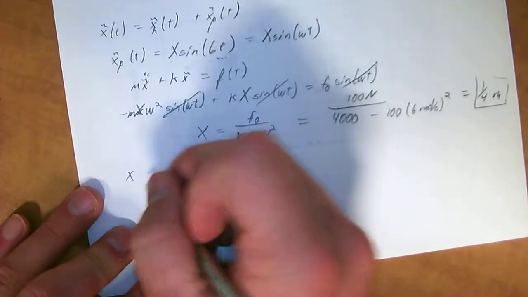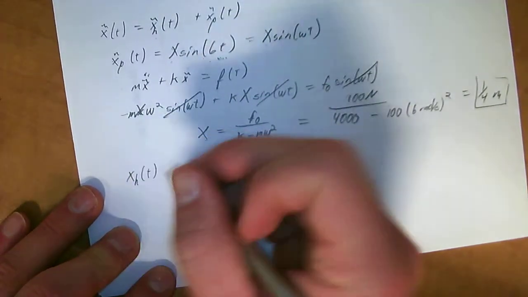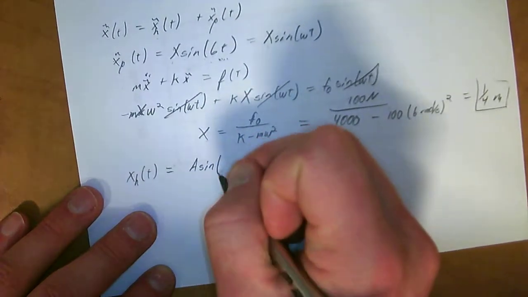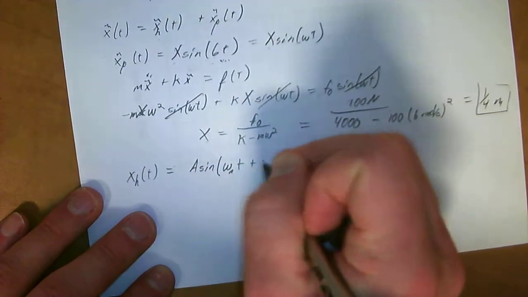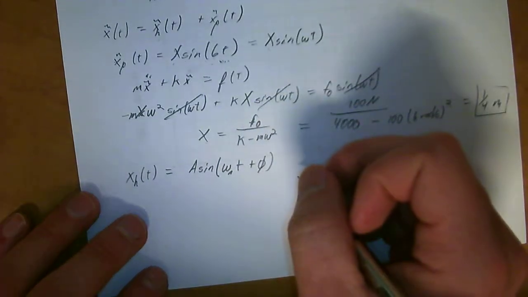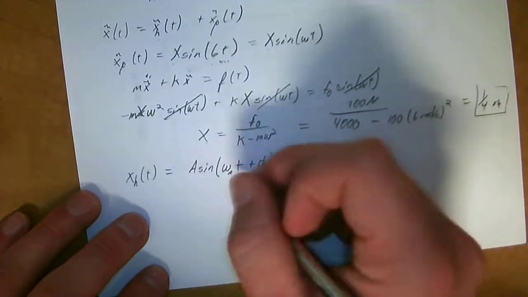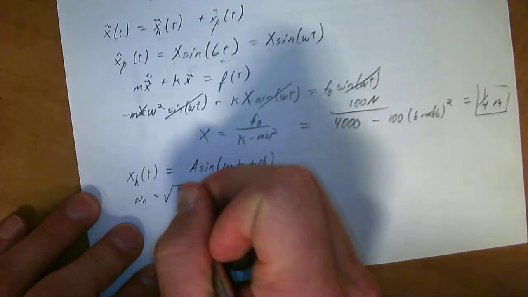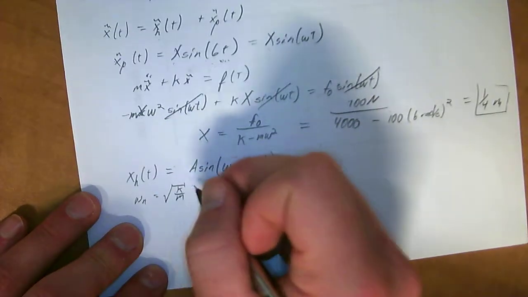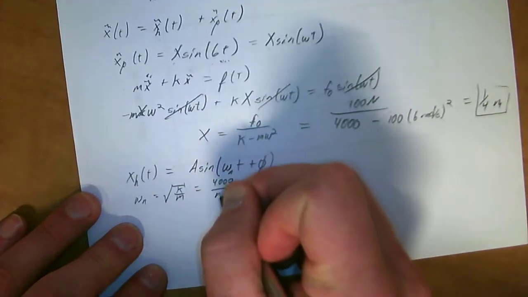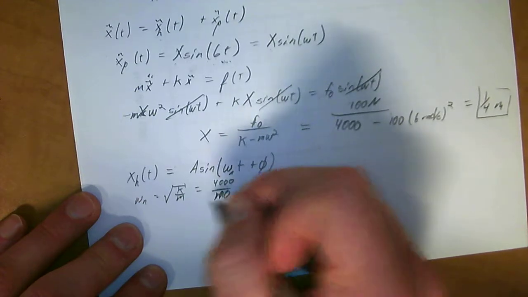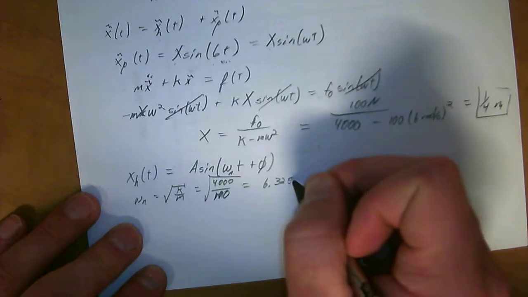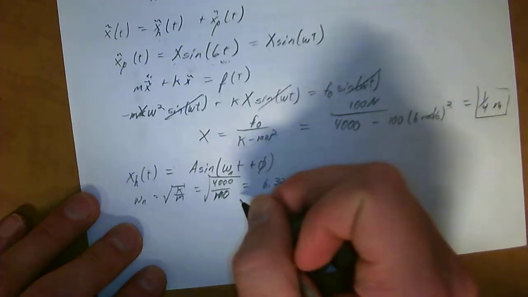So x_h of t, that's an h. Again, in a typical vibratory system, we know that the solution is A sine of omega_n t plus phi. And we know that omega_n is equal to the square root of k over m, which were values given in the problem. So we got 4,000 all over m, or 100, which is the value of m. Take the square root of that, and you get 6.325 radians per second, which is our omega_n.